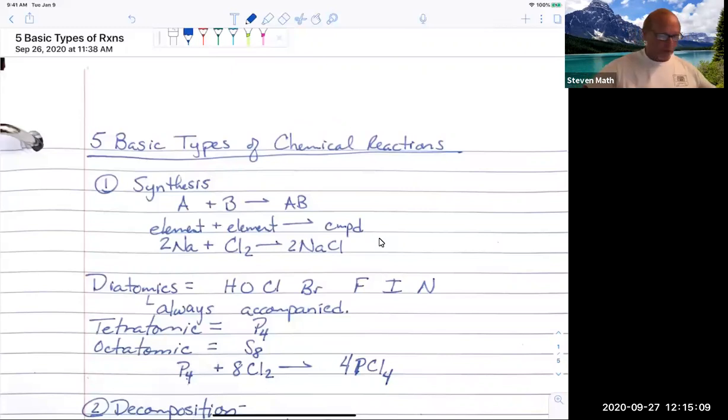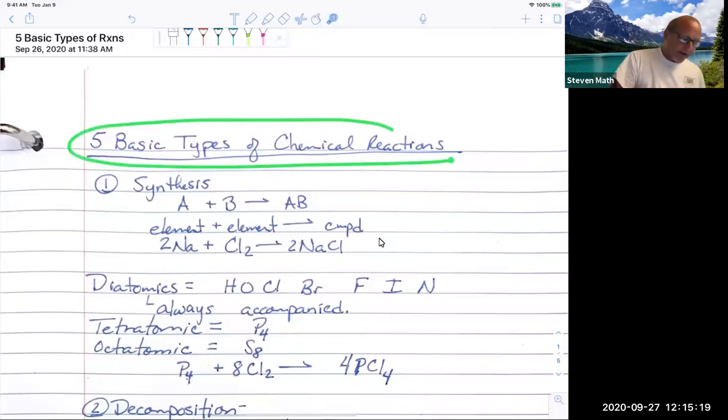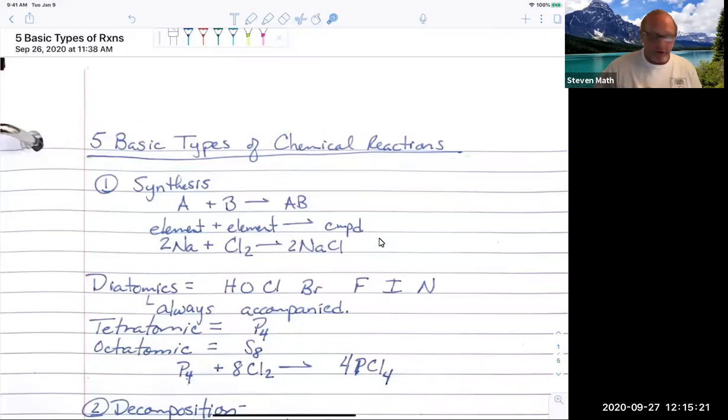Most of us have already had this either in the summer course or during honors, but it's never bad to just touch on basics and then build upon it. So what I've got for you here is the 5 basic types of chemical reactions I want to talk to you about today. First one of these is called synthesis. Now, another word for synthesis you'll see in some books is combination.